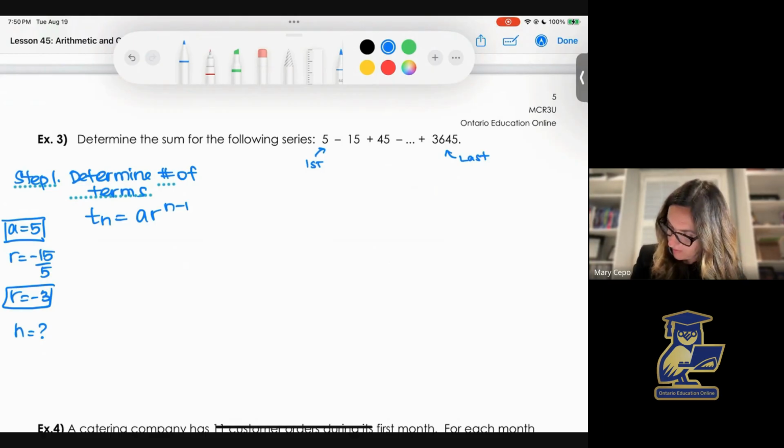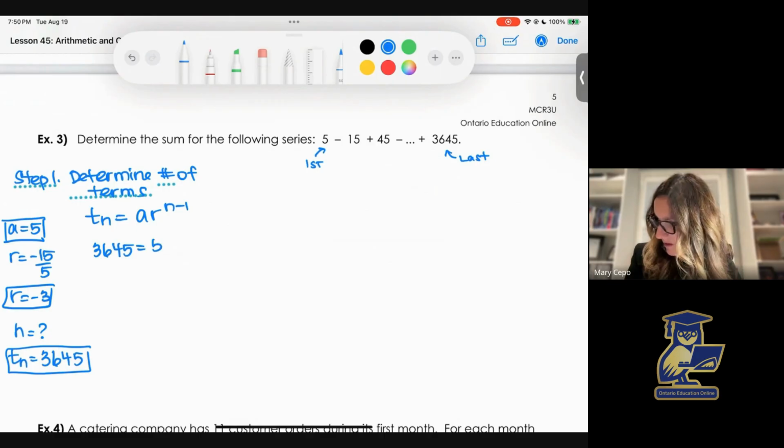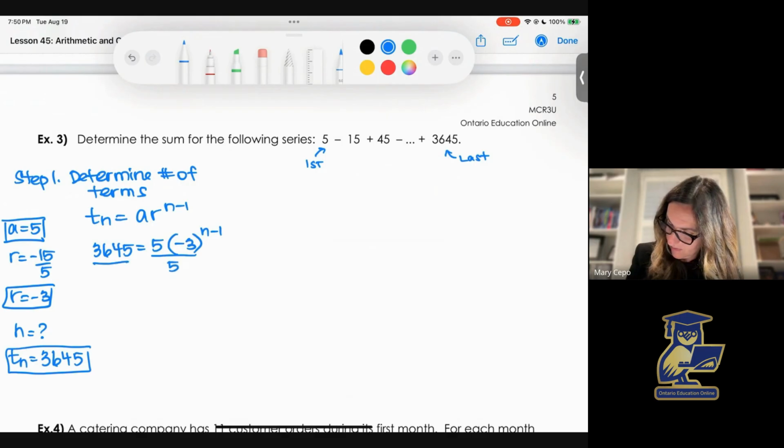We are given that Tn is equal to 3,645. So we know 3,645 is equal to 5 times the common ratio negative 3 to the power of n minus 1. We divide this side by 5 and divide that side by 5. So we have 3,645 divided by 5, which is 729, equal to negative 3 to the power of n minus 1.